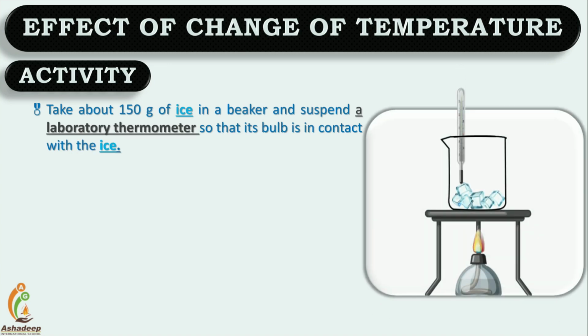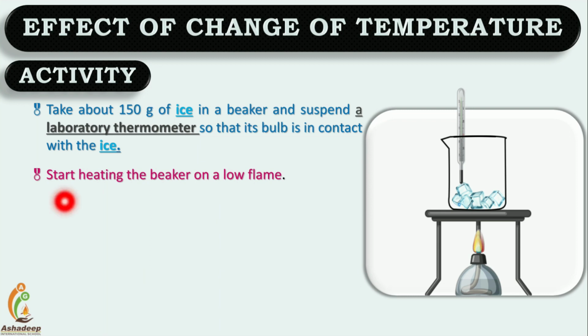Now let us understand the effect of change of temperature. When you change the temperature, what is going to happen to the state of matter? Let us understand with the help of an activity. Take about 150 grams of ice in a beaker and suspend a laboratory thermometer so that its bulb is in contact with the ice. Here you can see that we have taken ice in a beaker and we have to put a thermometer, and its bulb should be in contact with the ice.